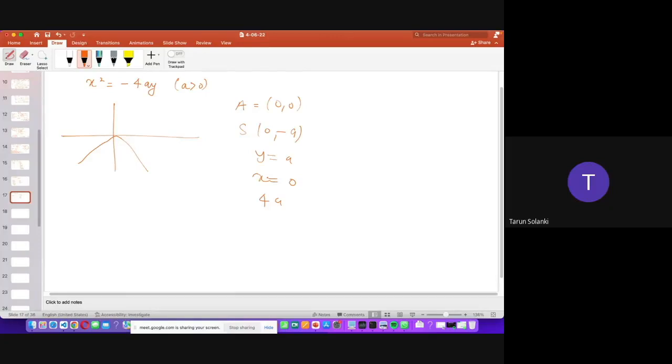So 4a was your length of latus rectum. Now extremities of latus rectum will become (plus minus 2a, minus a). Equation of latus rectum y equals minus a. Equation of tangent at vertex y equals 0. Focal distance of a point becomes y minus a. Parametric coordinates (2at, minus at square), eccentricity is 1. Just note down this also.